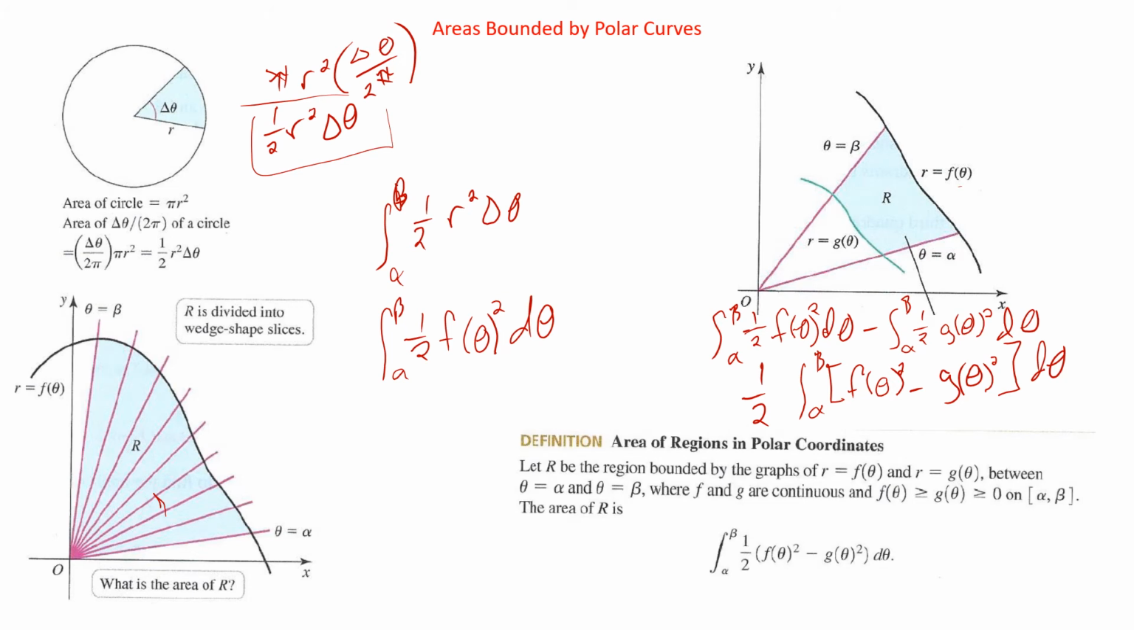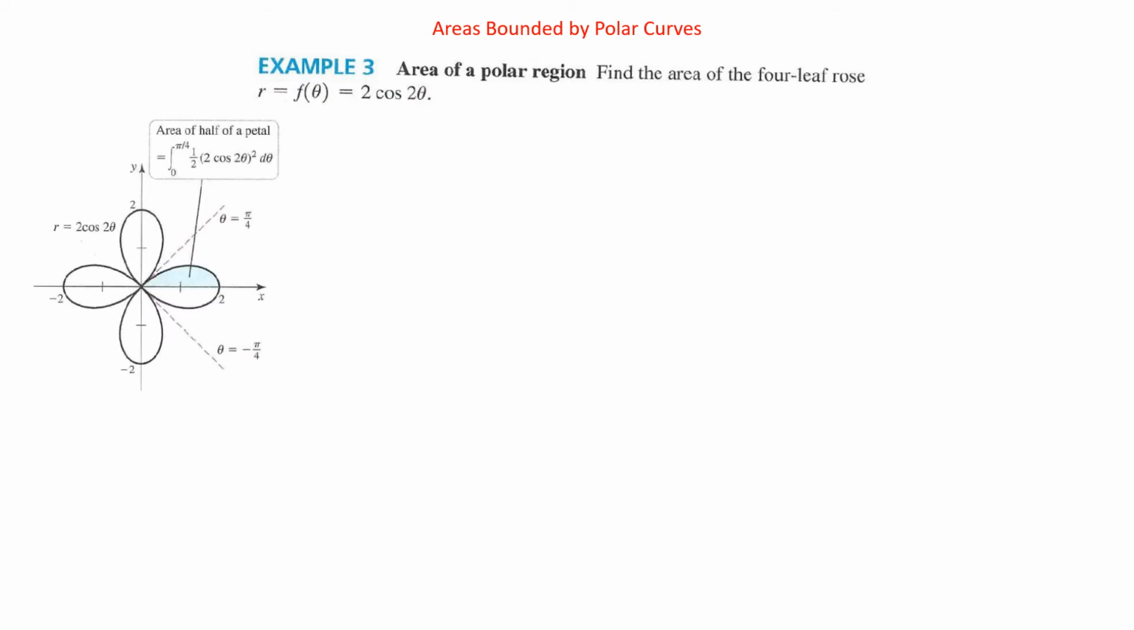So to get the formula, this is the same thing that we just had written down, but if you like official definition-y stuff, that's for you. So let's find an area. Let's find the area of the 4-leaf rose where r is going to be 2 cosine of 2 theta. So that's going to look like that.